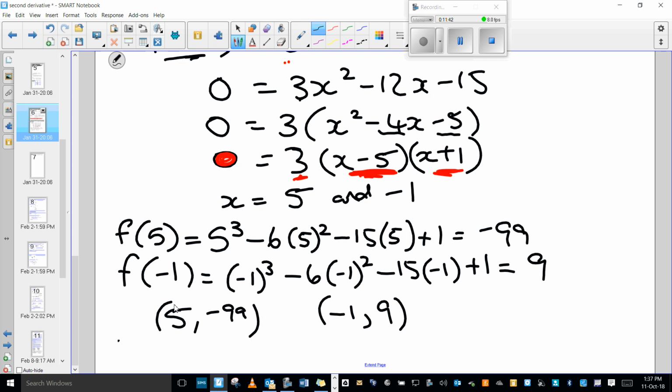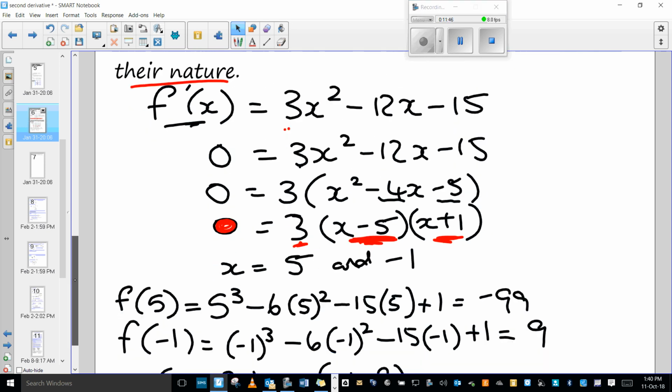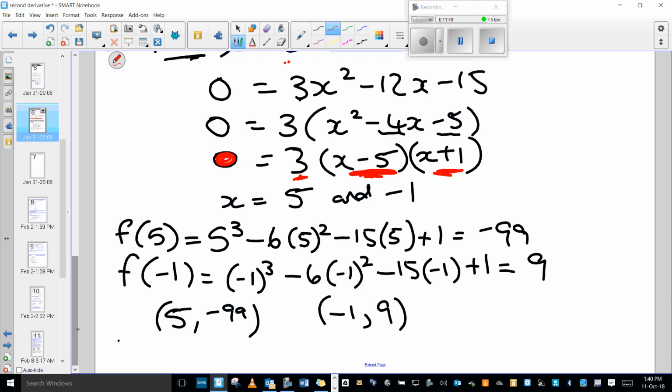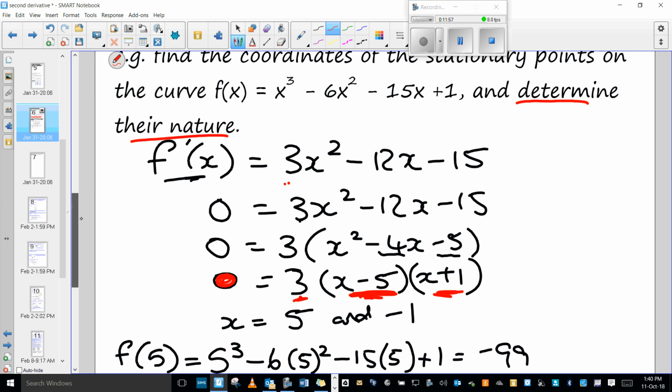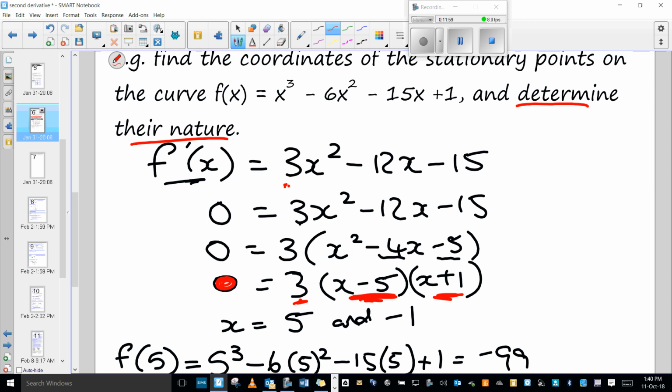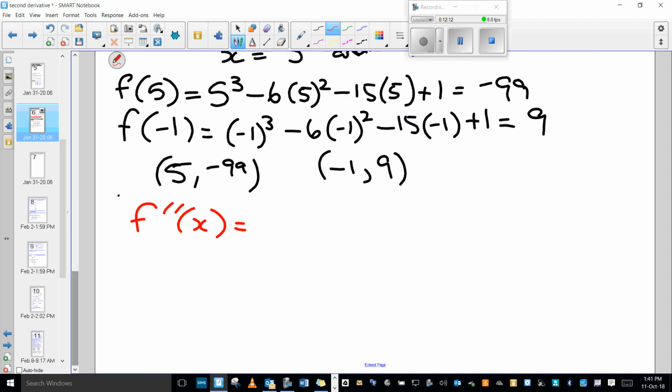So we found where they are, but we need to now find their nature. So this is where the second derivative comes in. So we're going to now find the second derivative, f double dash x. Do you remember that's how we showed the second derivative? And that's differentiating this expression here. Can you differentiate this one here, please? 6x, take away 12. Nice. So we say 6x minus 12.